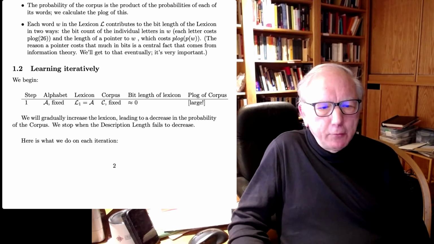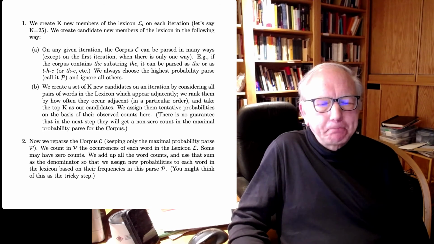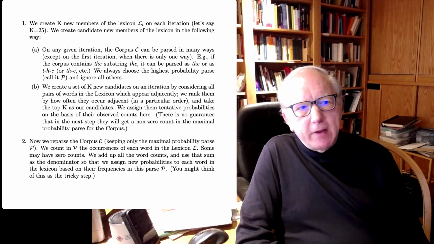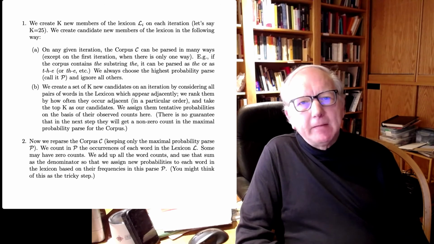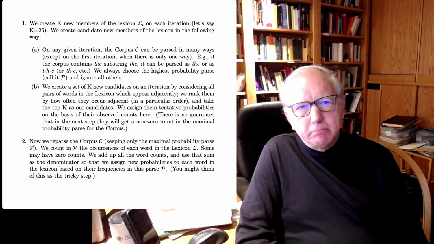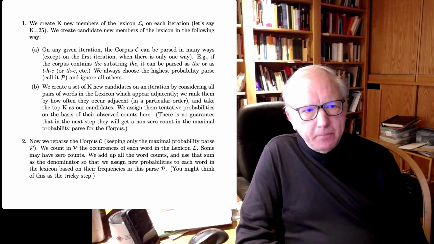Okay, so here's what we're going to do on each iteration. On each iteration, we're going to create k new members of the lexicon L. Let's say k is 25. That's what I usually do. We create candidate new members of the lexicon in the following way.